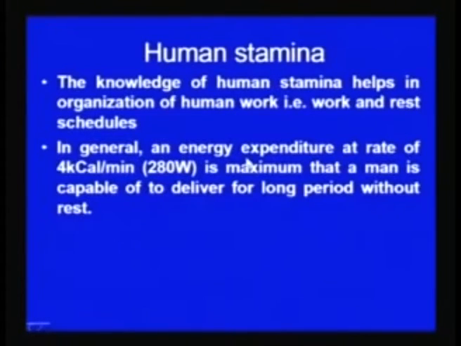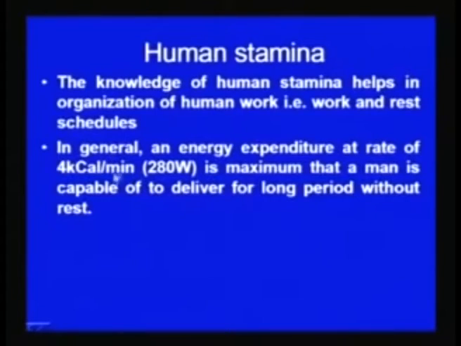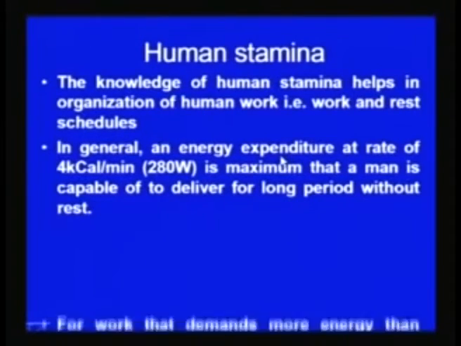In general, an average energy expenditure for a human being is at the rate of 4 kilocalorie per minute, that is equal to 280 watt, which is the maximum that a man is capable of delivering for a long period without need of rest. So, an operator can deliver energy at the rate of 4 kilocalorie per minute, but if the energy requirements are more, then he will require rest after a certain period of time.